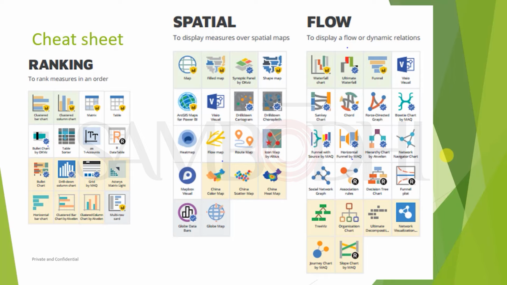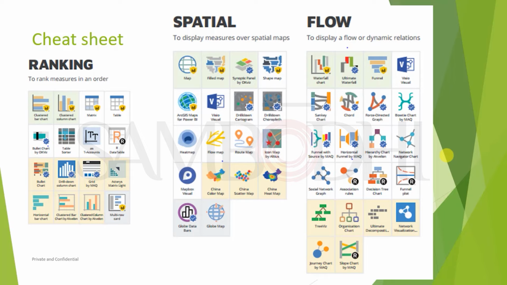Sortable charts, if I have to tell you the list, these are ranking charts, and the top four are the clustered bar chart, clustered column chart, matrix, table, and at the bottom right, multi-row cards. These are the main charts which you can make use of to identify the ranks of products, people, growth, etc.